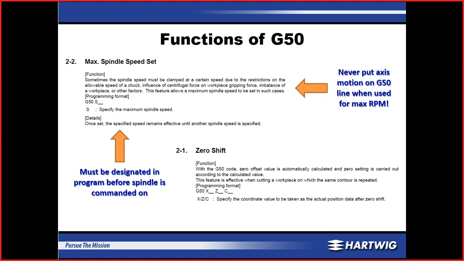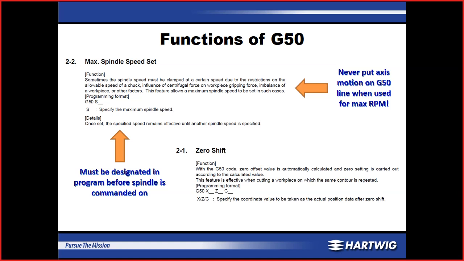So as I said before, G50 has 2 main functions: maximum spindle speed setting and zero shift. For this reason, never put axis motion on your G50 line when you are using it for max RPM. This must be designated at the top of the program before you turn on the spindle, or an alarm will occur in the machine. G50 S of some number will tell the machine, when designating a speed in G97, or when calculating an RPM using constant cutting speed, do not exceed the S command.